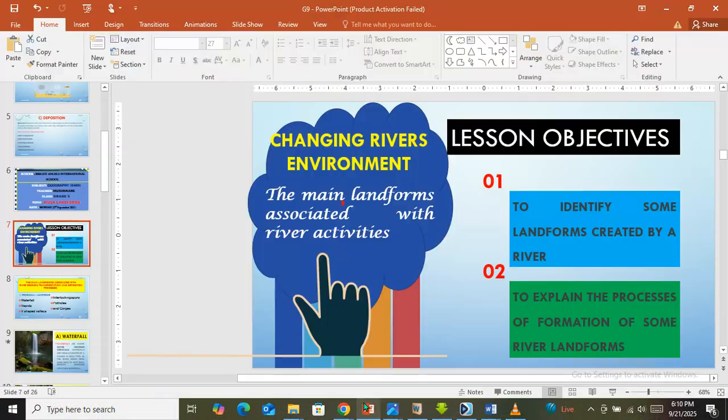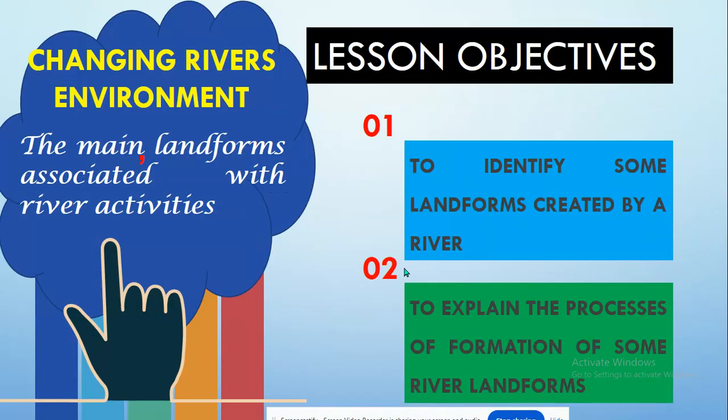After this, we are going to get some objectives of today's lesson. Before, I was interacting with you, just calling you to follow attentively. Now, we have set some objectives for this lesson. First of all, if you follow attentively, you'll be able to identify some landforms created by a river. And second, after this lesson, we'll be able to explain the processes of formation of some river landforms.